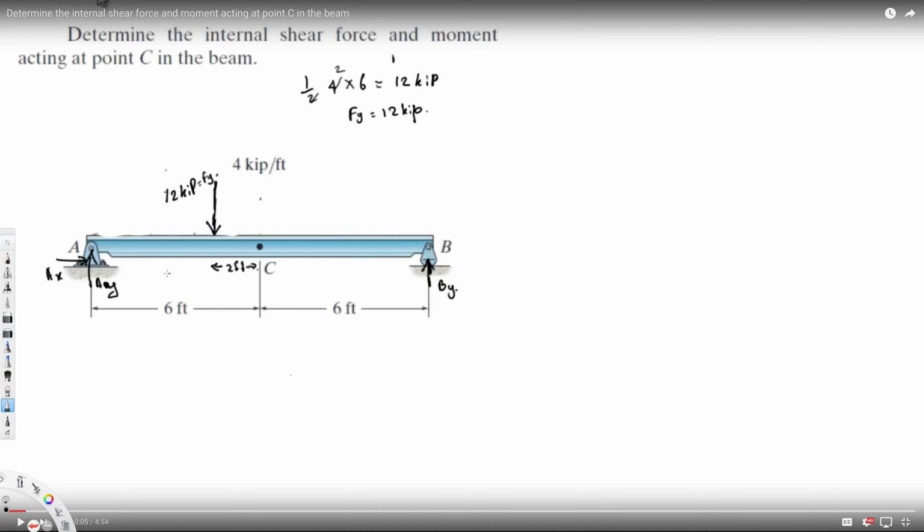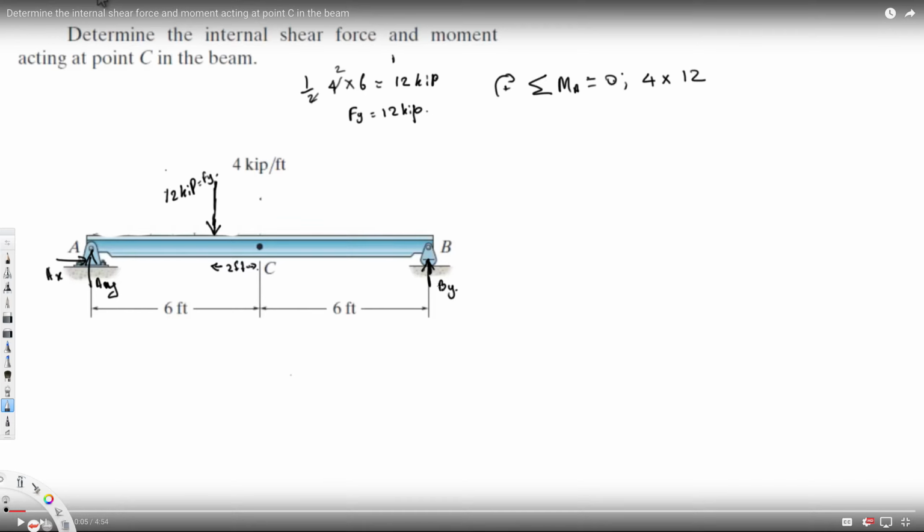To calculate By, I have to take the moment around A, because the moment around A has two unknown variables eliminated, and B has only one. That's why I'm taking the moment around A to cancel these forces. If I take clockwise positive, it's going to be equal to 0, and the 12 kilopascal is 4 feet away from A, so it's 4 times 12, and it's acting clockwise, therefore it's positive.